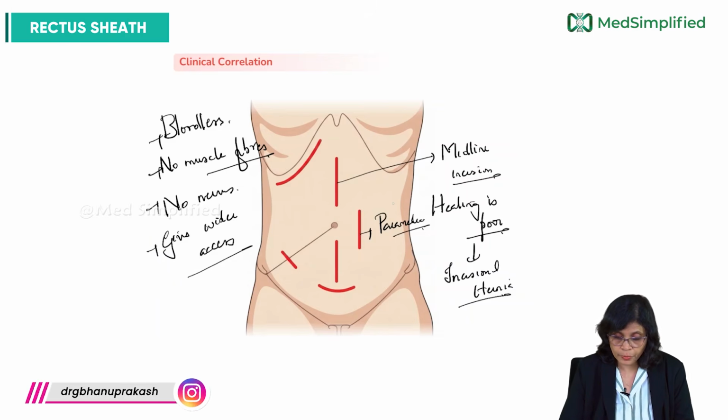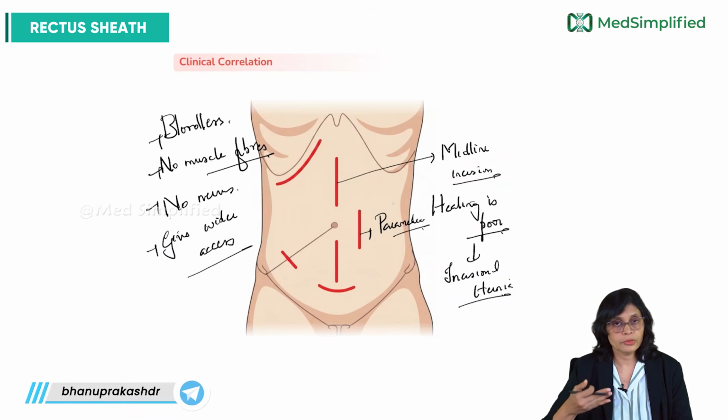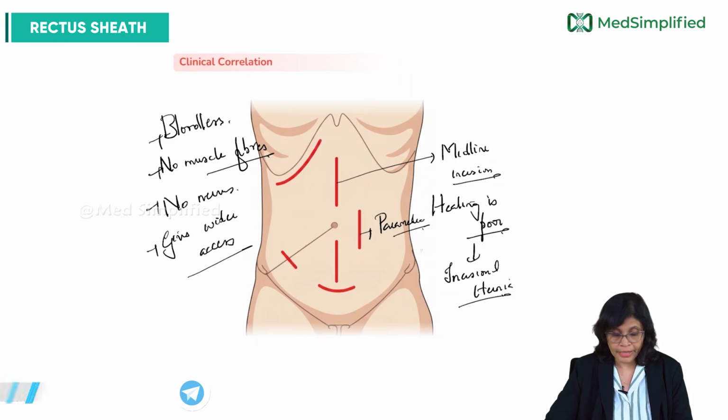Then the posterior wall of the rectus sheath, along with the fascia transversalis, is incised. So posterior wall, then beneath that we have the fascia transversalis, extraperitoneal tissue, and then we reach the peritoneum, which is incised. So that is the paramedian incision.